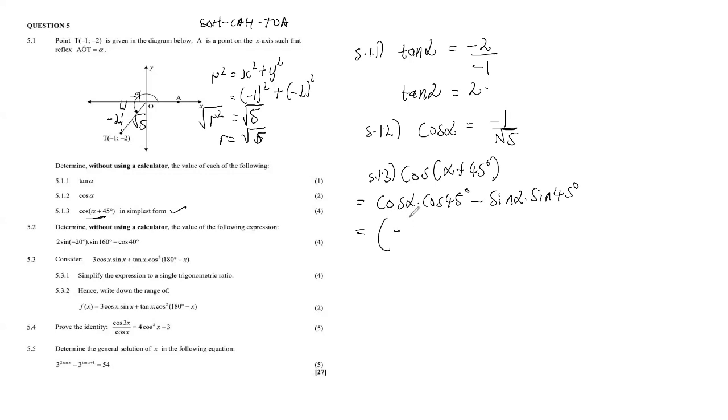Remember the cos alpha you just calculated in 5.1.2. So you just come here and substitute in the value, but then the cos 45°, from our knowledge of special angles, we know that it is equal to 1 over √2. And then here I have the sine alpha, which is opposite over hypotenuse. My opposite side is -2, and my hypotenuse is √5. Again, sine 45° is equivalent to cos 45°. So it's 1 over √2, right?